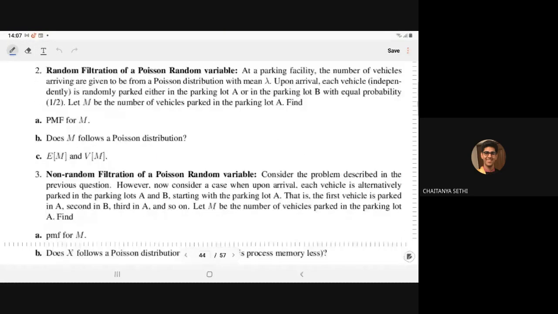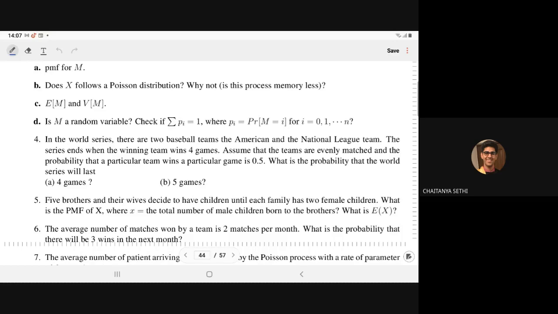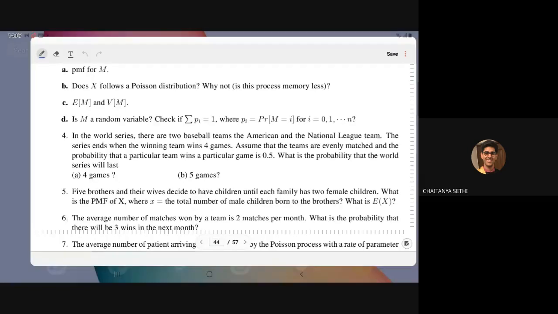Now let us do question number 2 and 3 at last. First we do question number 4. In the World Series there are two baseball teams, the American and the National League team. The series ends when the winning team wins 4 games. Assume that the teams are evenly matched and the probability that a particular team wins a particular game is 0.5. They are equally likely. What is the probability that the World Series will last 4 games or 5 games?